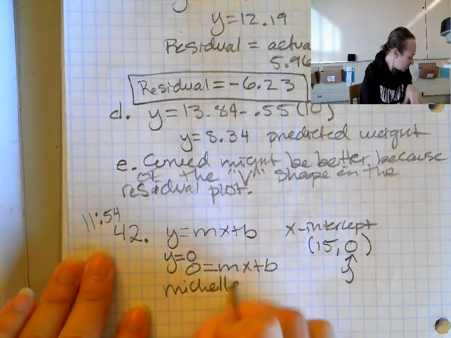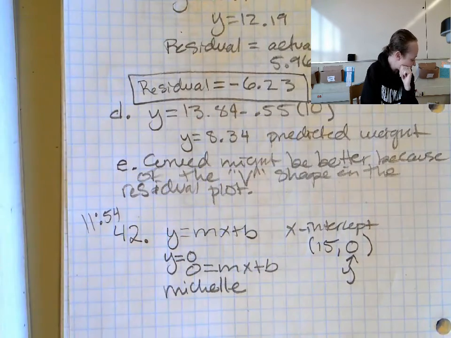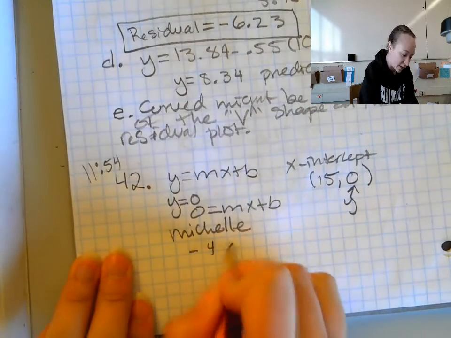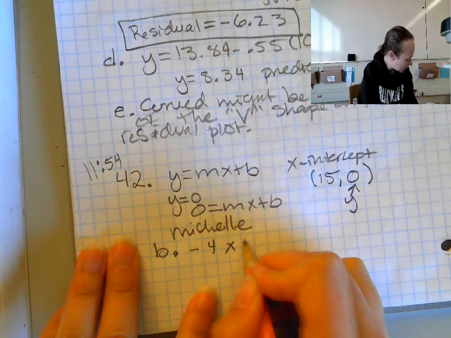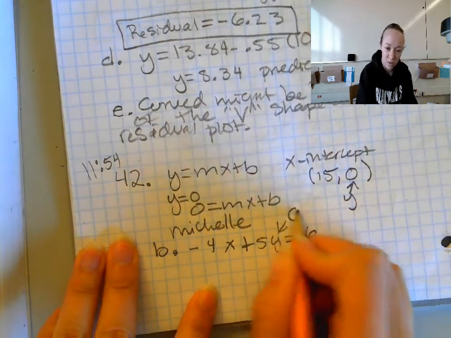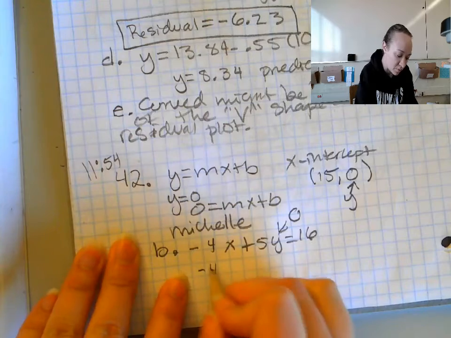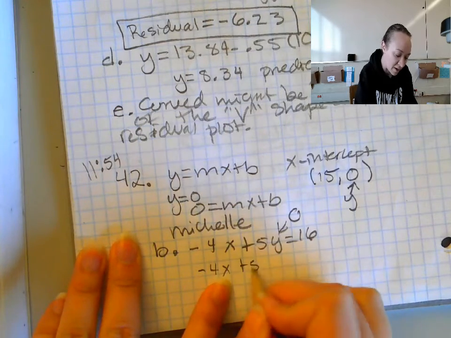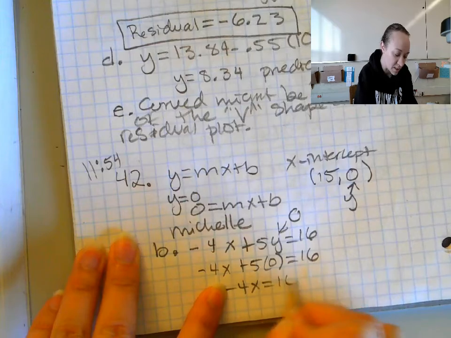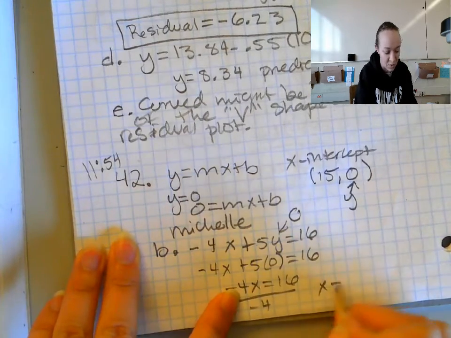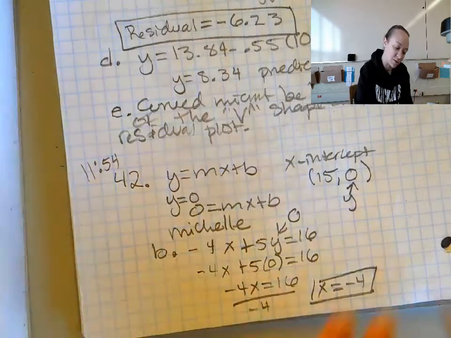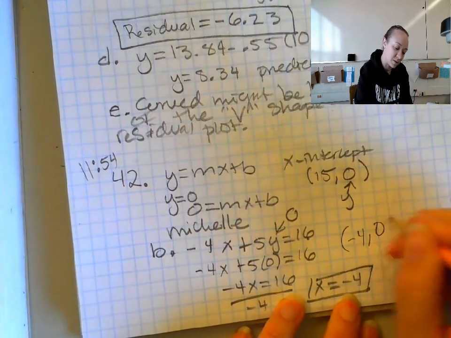Good job, Michelle. And we're going to find the x-intercept of negative 4x plus 5y equals 16 by putting in 0 for y. So negative 4x plus 5 times 0 equals 16. Negative 4x equals 16. X equals negative 4. So I guess I would write it as a coordinate: negative 4, 0.